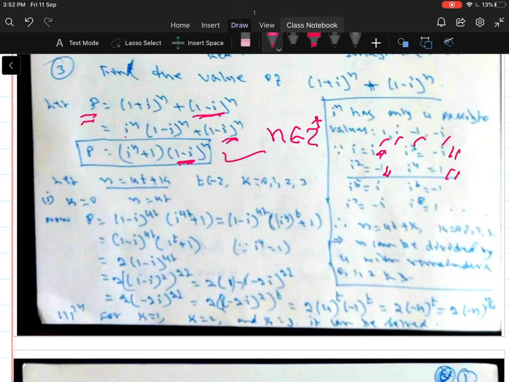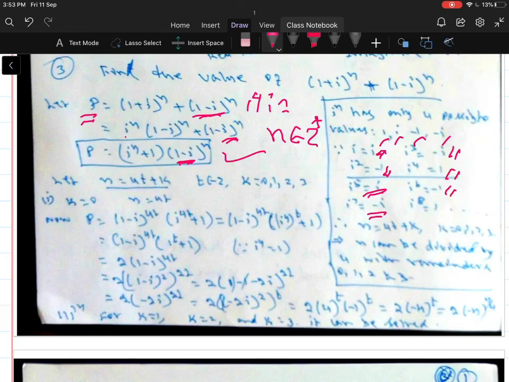There are only 4 values. Let us repeat that; n I have taken to be a positive integer. When n is equal to 5, i power 5 can be written as i power 4 into i. I power 4 is 1, into i, again that is i. Again it comes to i, and i power 5 is the same. I power 6 is equal to minus 1. I power 6 can be written as i power 4 into i power 2. I power 4 is 1, i square is minus 1. Therefore i power 6 is equal to minus 1.